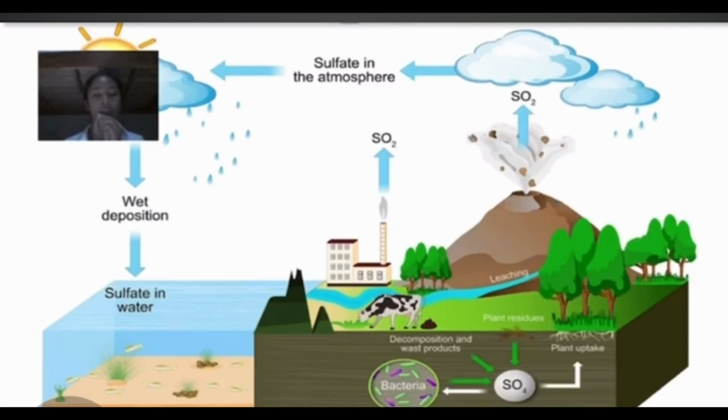Then the sulfates get reduced to hydrogen sulfide by the action of some bacteria, an example of which is the Desulfotomaculum bacteria. Then, sulfur in the atmosphere is mostly present in the form of sulfate. Most of the sulfate in the atmosphere arises from human activity like fossil fuel combustion in factories.